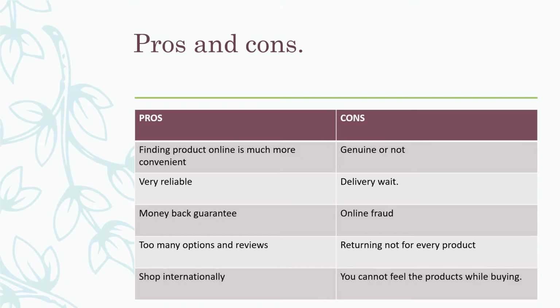Cons are that some of the products you order might look good in the photograph, but might not be really genuine when you receive them. This is linked to the last point in the cons, which is that you cannot feel the product while buying. Hence, you cannot really ascertain the genuineness or authenticity of the product. Then the con is delivery wait. You order today and, especially during this time of Corona, it is taking 1 month for Amazon to deliver the groceries.